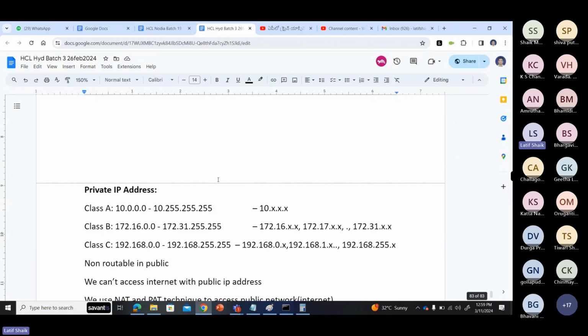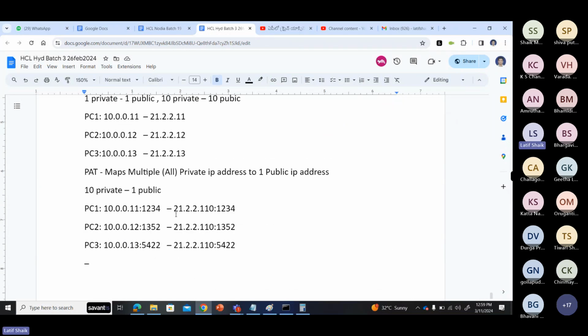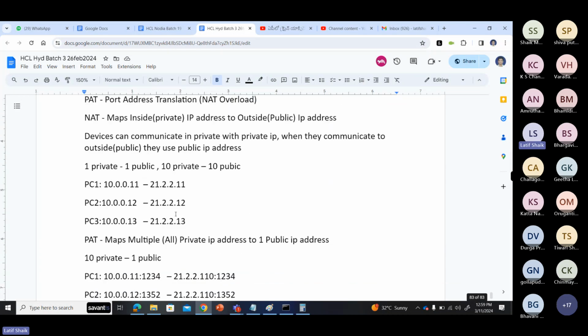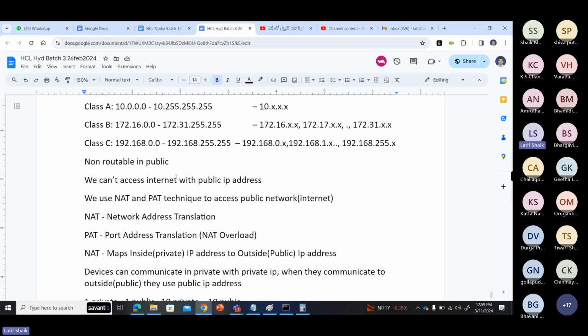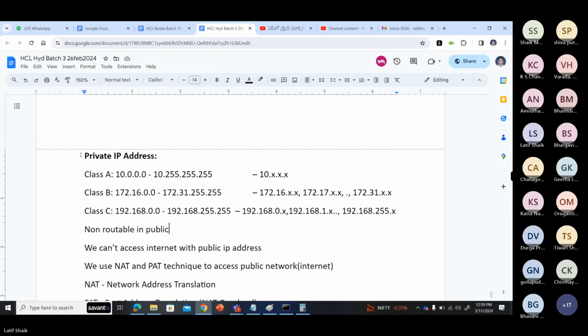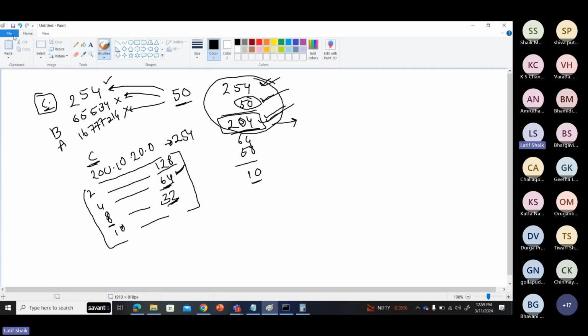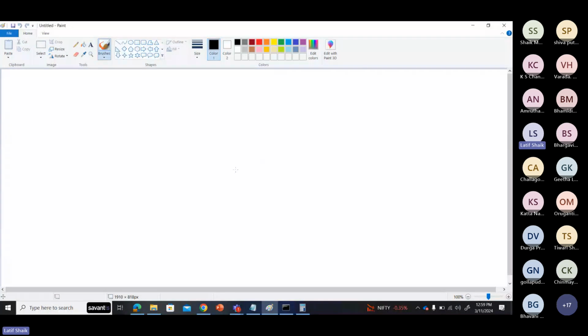Okay. So here there are two important concepts. One is the private IP address, and another is the NAT concept. Diagrams were there, but they are missed in this old one, so we'll try to see. What is a private IP address? As I said, IPv4 addresses are very limited.